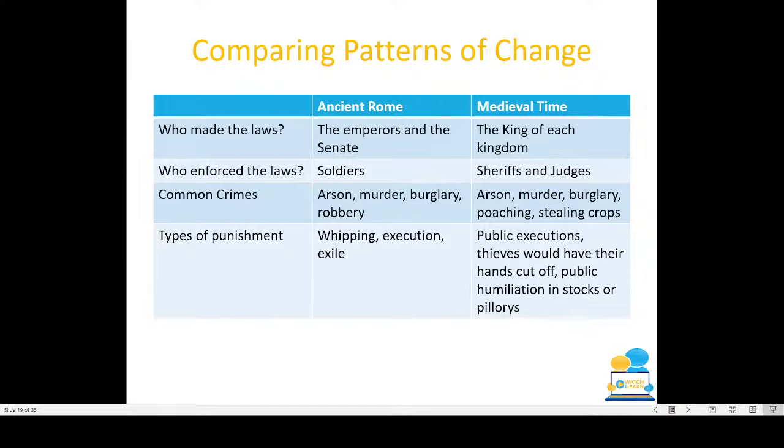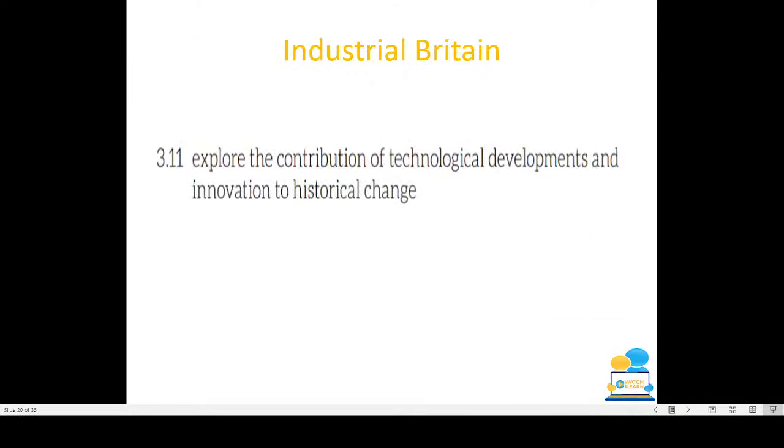We have two more to cover, and then we're going to look at how we will answer the question based on it. So if we move on now, we are going to look at industrial Britain. This also ties in to our other learning outcome based around patterns of change. That's 3.11, which is to explore the contribution of technology developments and innovation to historical change. The technological developments are all in relation to industrial Britain as well.